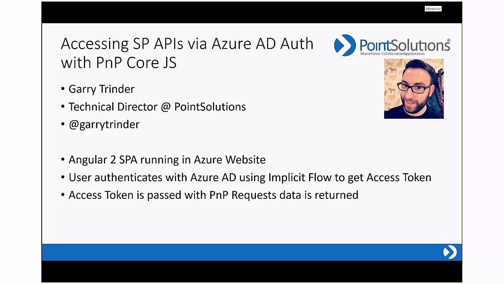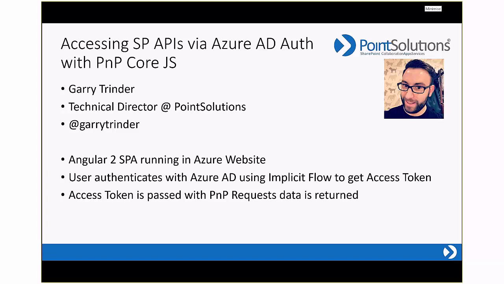The demo that I wanted to show was how you can access the SharePoint APIs using Azure AD authentication using the PnP Core JS library. So the demo is going to be a quick run through, but essentially it's an Angular 2 single page application running on an Azure website. It's going to authenticate the user with Azure AD using implicit flow to get an access token, and then pass that token through with the request from PnP.